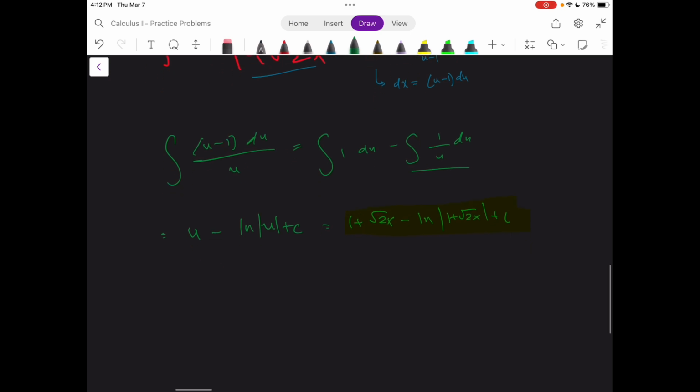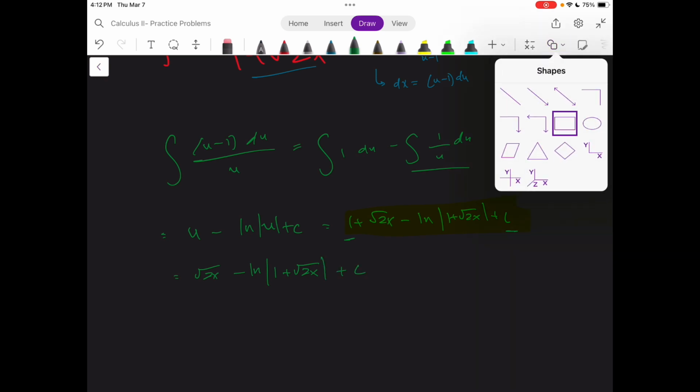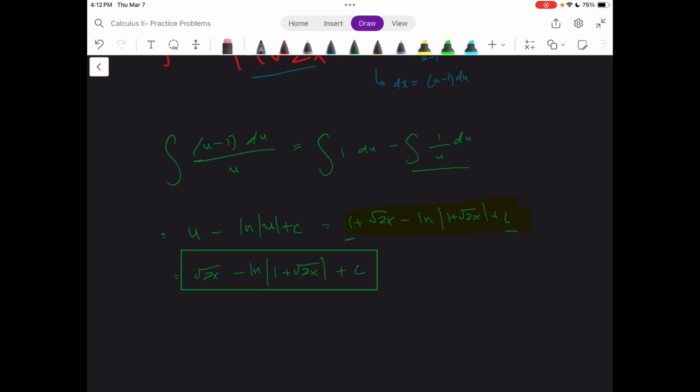And it is worth noting that we could combine this 1 and this constant into another constant to finally call the integral the square root of 2x minus the natural log of the absolute value of 1 plus the square root of 2x plus like that new constant c. So that is our final answer.